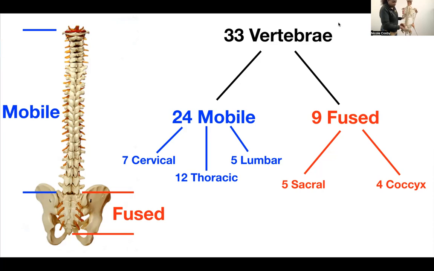As I mentioned, the sacrum down is going to be fused, and then just proximal to the sacrum, moving up to the cervical spine, these are mobile, what we mean is they can move. They're not fused. They're independent vertebrae as we move through.